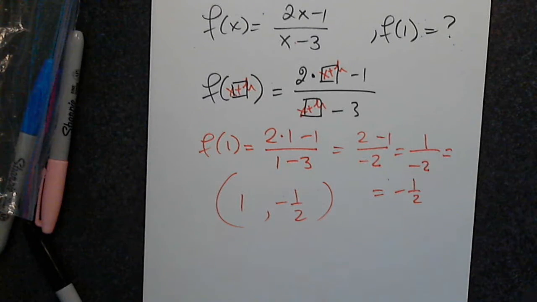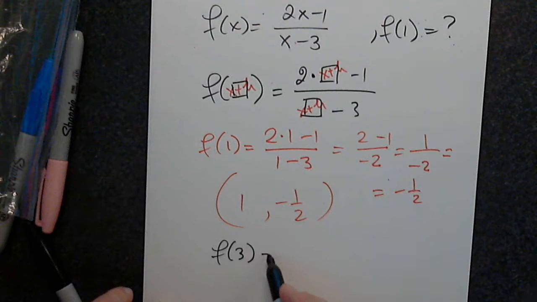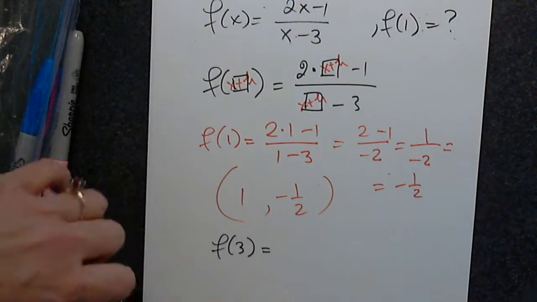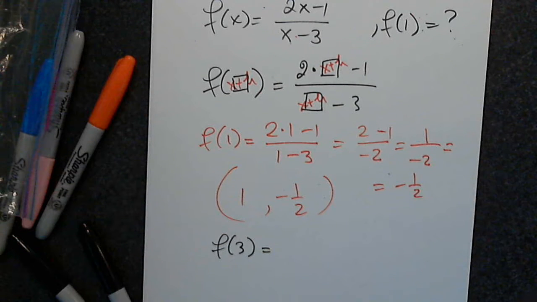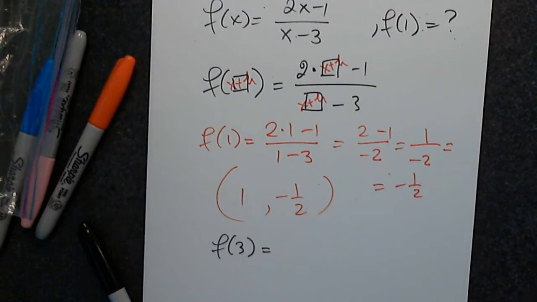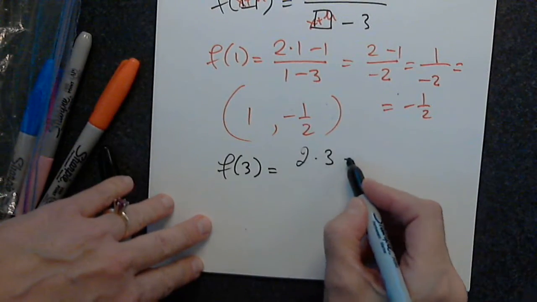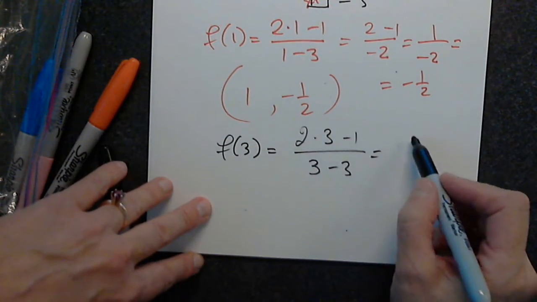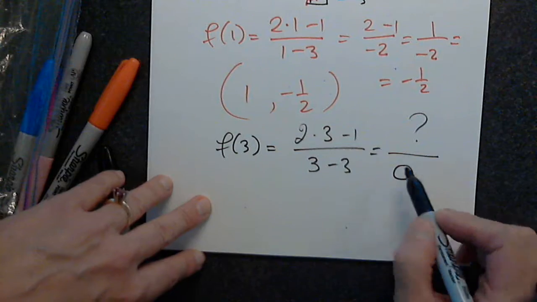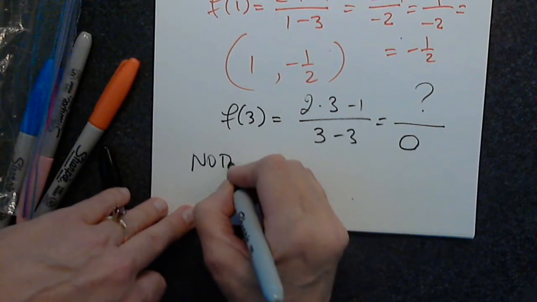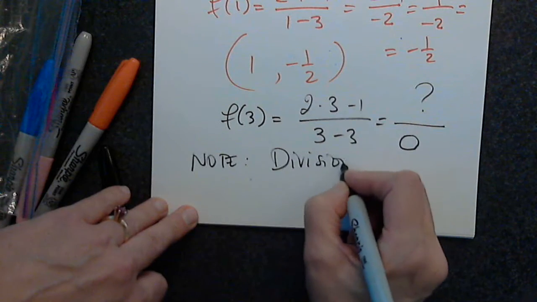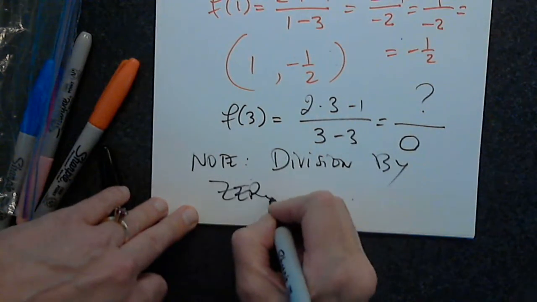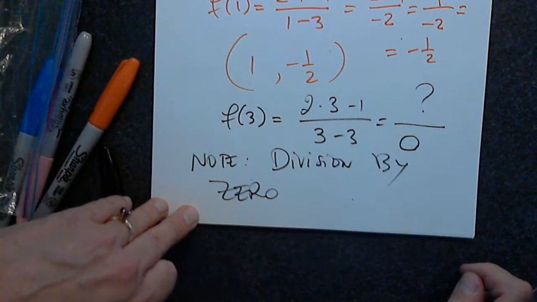What if for this function I ask you to find f of 3? So please calculate f of 3 and tell me the answer. And the answer is? Undefined. Excellent. Thank you, Bob. 2 times 3 minus 1 over 3 minus 3 is, I don't care about the top. The denominator is 0. Let's write a note. Division by 0. The correct answer is it does not exist.